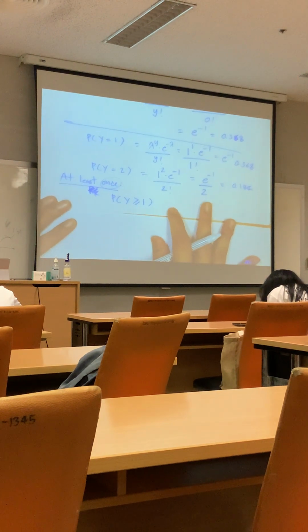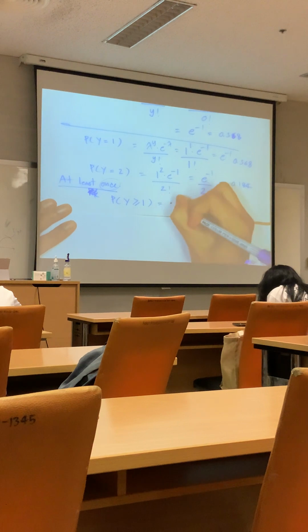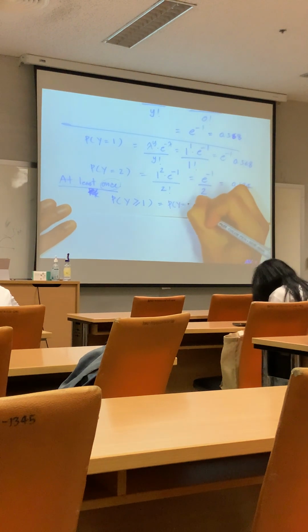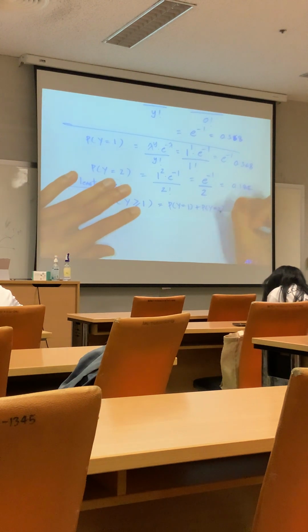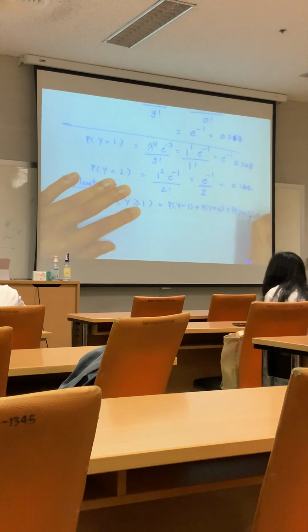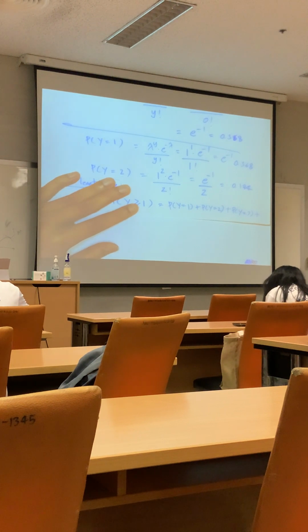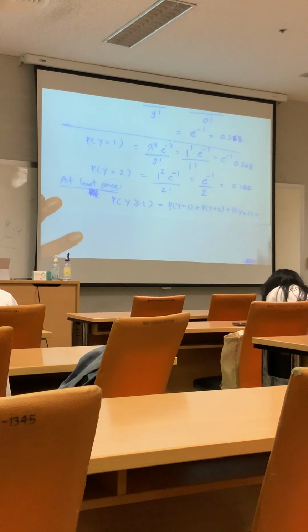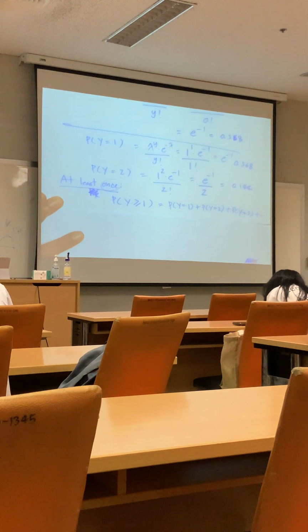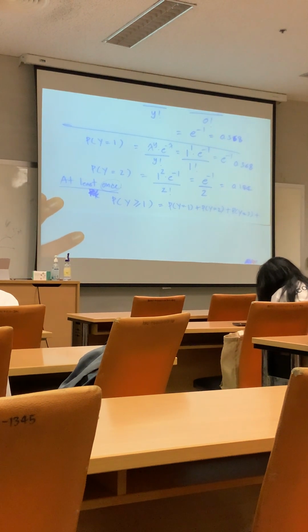So what is the probability of y greater than or equal to 1? It is the probability of y equal to 1, plus the probability of y equal to 2, plus 3, and then plus 4, 5, 6, 7, but it goes on forever because we don't know the maximum number of y. So how can we calculate this?